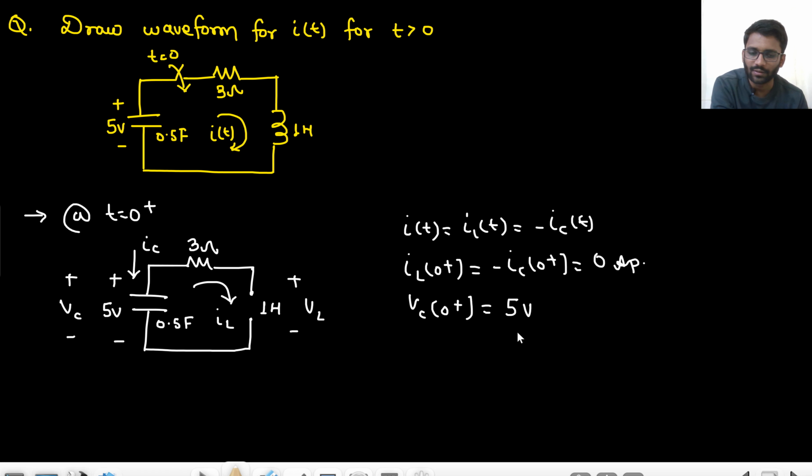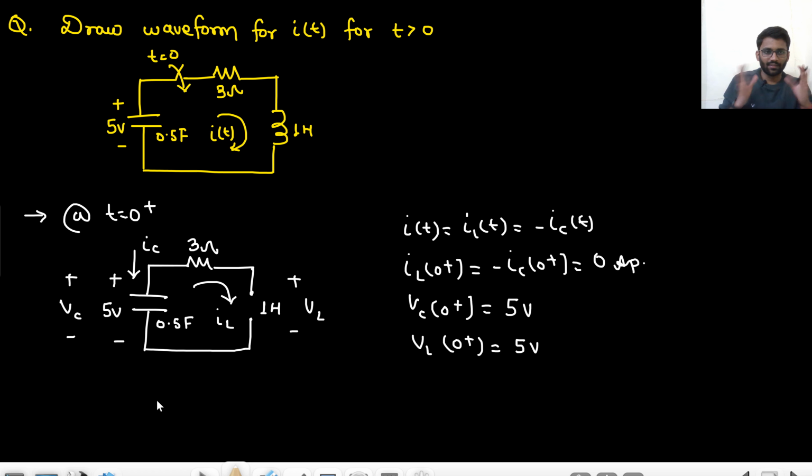That is 5 volt. What is my VL0 plus? This time it is 5 volt as well. VL0 plus is 5 volt. Now this 5 volt will induce some current in the inductor, right? And the capacitor will discharge and the inductor will charge. So basically the current will be positive.